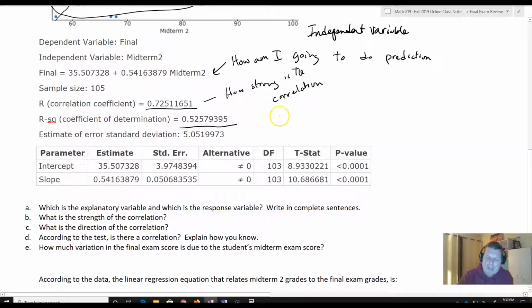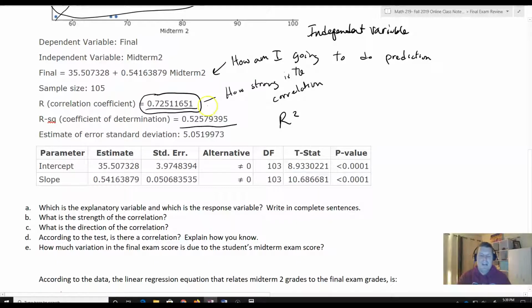And it literally is R squared. So if I took 0.7251161 and I squared it, I would get 0.5279335. And if I took the square root of 0.525799395, I'd get 0.7251161. They're related that way, okay? That's exactly how they're related. They just have different explanations.